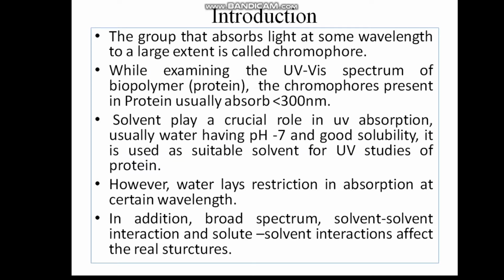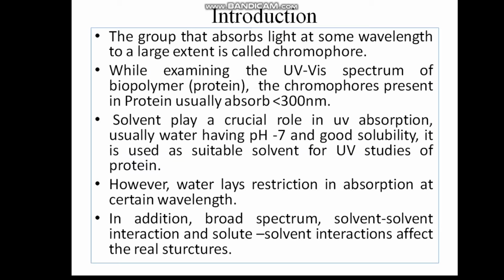The region where it shows the larger absorption is called a chromophore, meaning a chromophore would be a part of the protein that absorbs on a larger scale, meaning it may dominate the spectrum. That is called a chromophore. Therefore, while examining the UV spectrum of a biopolymer, usually the chromophore will absorb light below 300 nanometer. That's the first information one should derive.